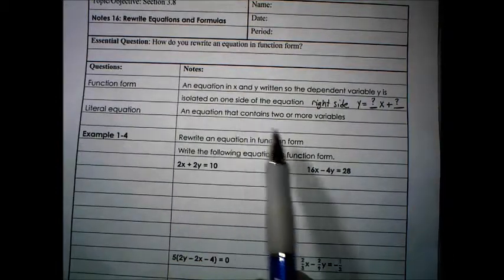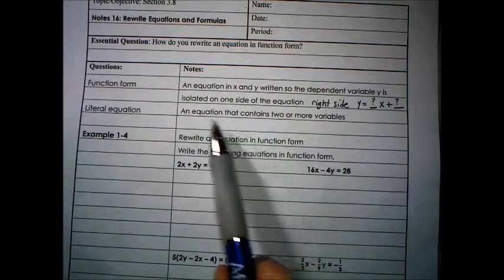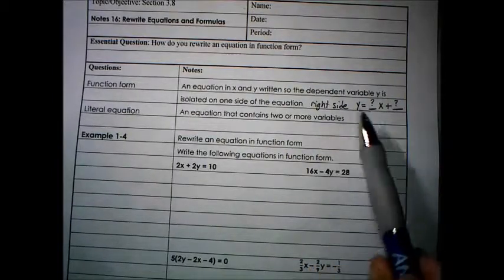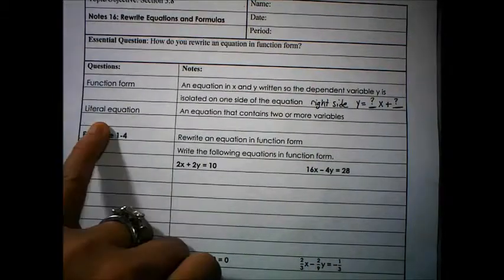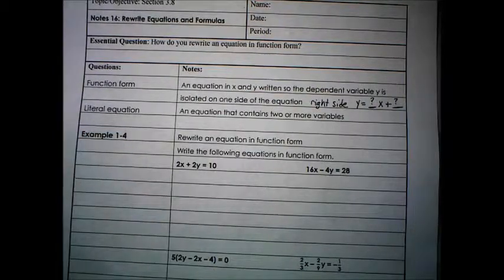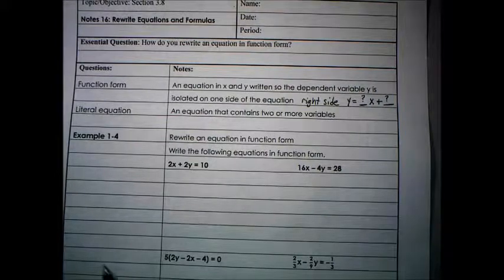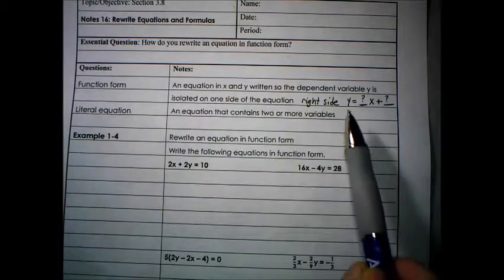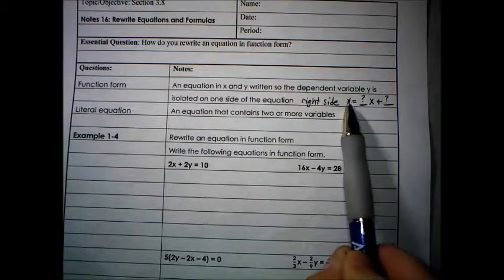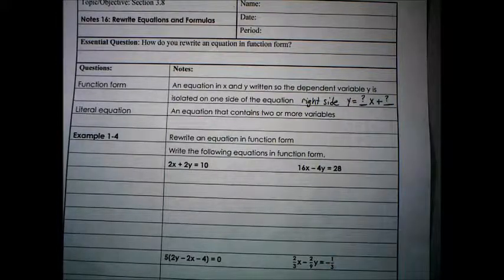A literal equation is an equation that has two or more variables, which these are literal equations because it has an x and a y variable. But with a literal one, you can have any letter in there. You can have a's, b's, x's, z's, any kind of a letter. But the function form will have a y and an x, where the y is the dependent variable.